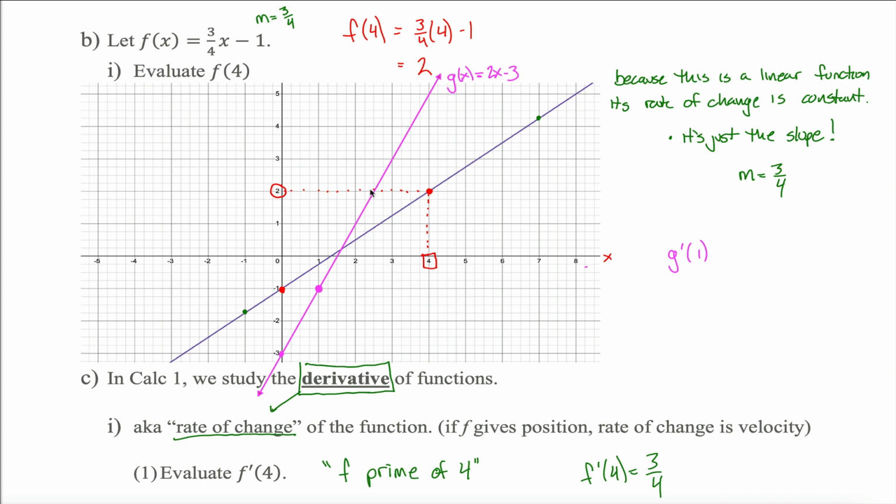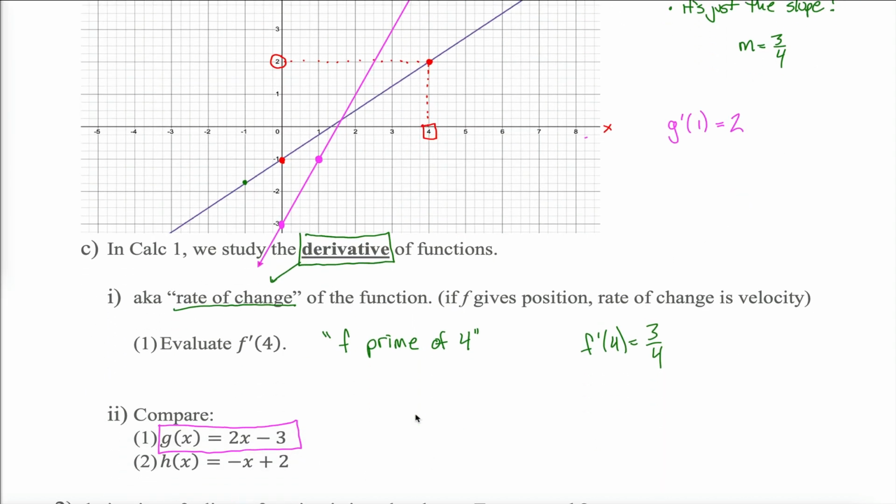Well, again, I've got a linear function, so the rate at which it's changing at this point is exactly the same as the rate at which it's changing at this point or any other point on this graph. That rate of change is just the slope. We already saw that the slope is equal to 2. G prime of 1 is just equal to 2.